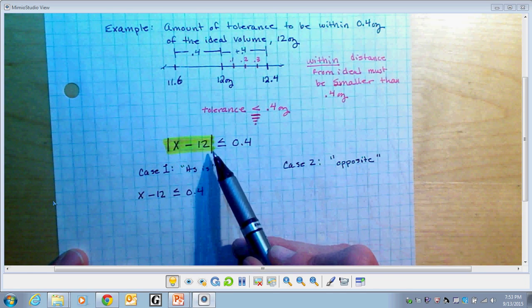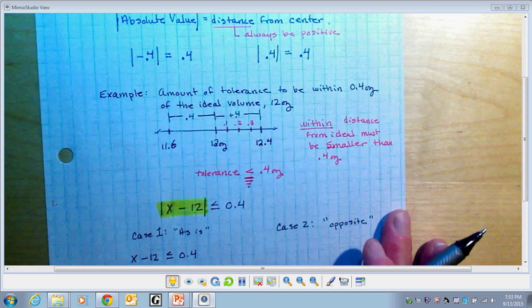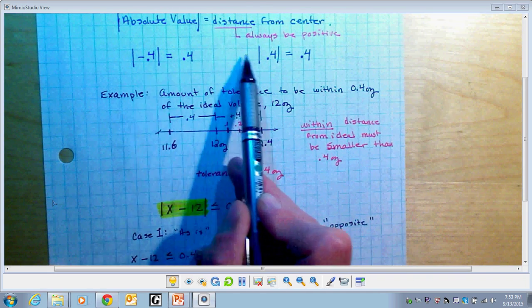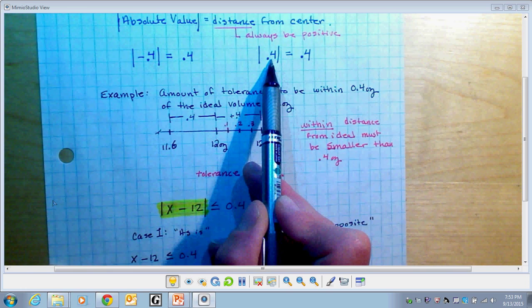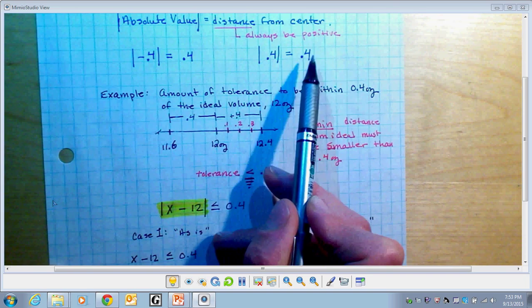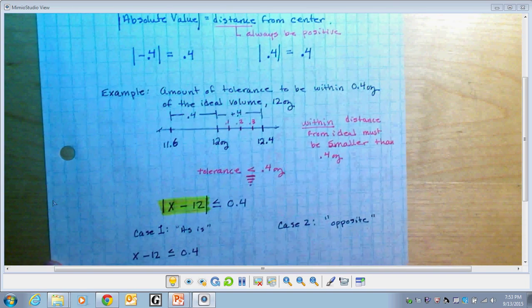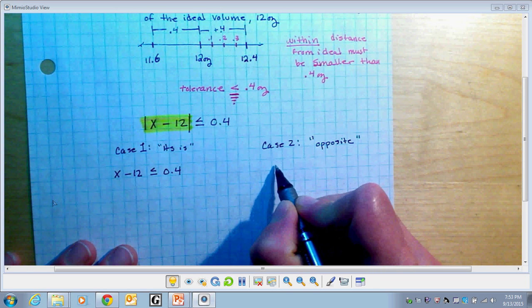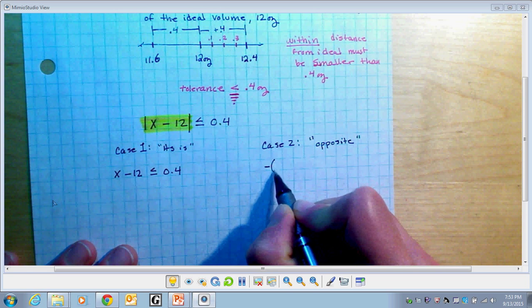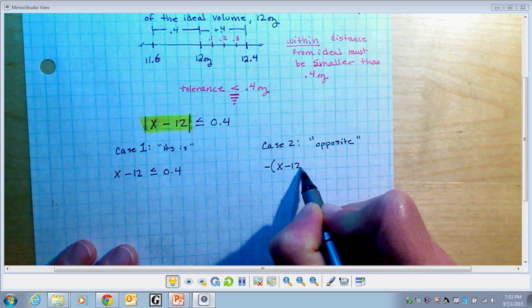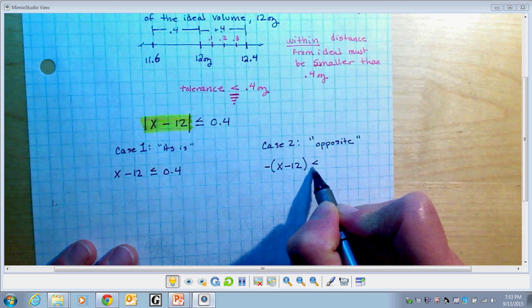The opposite of inside. How is that? Well, let's look. Here, this is opposite to this, correct? Yet, when I figure it out, I get a positive value on either side. So the opposite, I have to take the opposite of everything in yellow is less than or equal to 0.4.